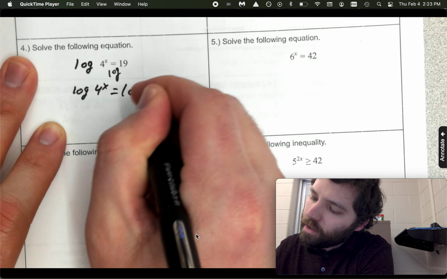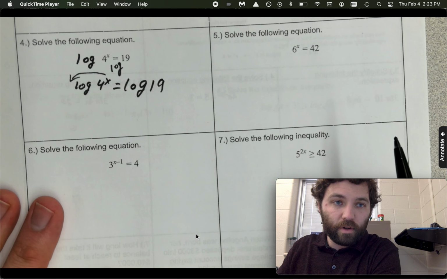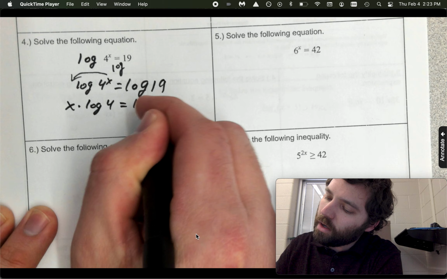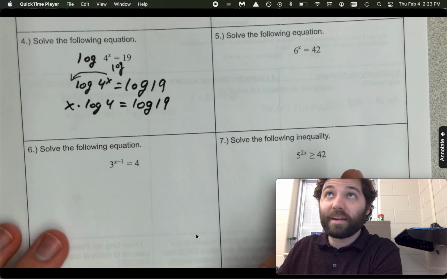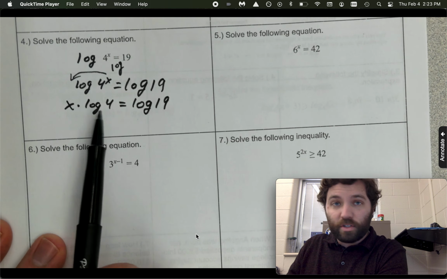Sorry, I didn't write that very neatly, but with that, I still have a problem because the x is up here in the exponent. But I have a property of logarithms that says I can take that x and throw it out in front. So I'll do that. I have x times log of 4 equals log of 19. Then I can solve this because remember, log of 4 is just a number, right? So I can divide by the number.